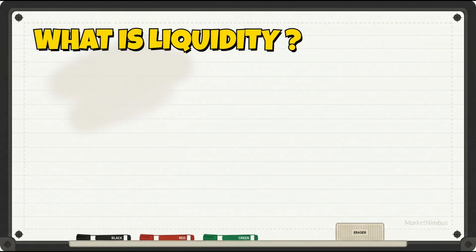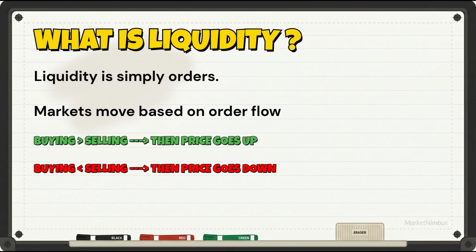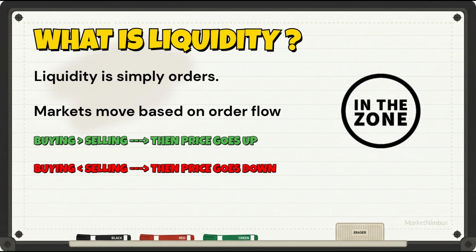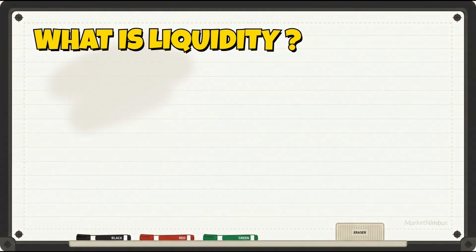What is liquidity? Liquidity is simply orders. Markets move based on order flow. More buying than selling, price goes up. More selling than buying, price goes down. But for a significant move to happen, the market needs to reach a zone where a large concentration of orders exists. Here's the key insight most traders miss.